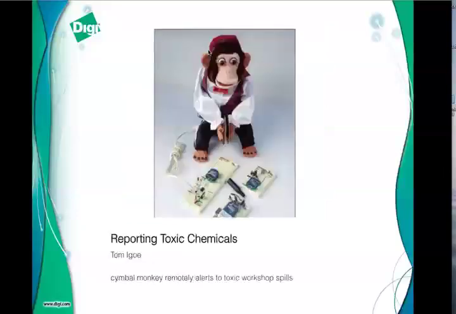Tom Igoe, in his seminal book, Making Things Talk, which also describes the XBee radios, focused mainly on the 802.15.4 Series 1 radios, shows how to make a cymbal monkey that warns of toxic workshop spills by remotely banging his cymbals together to alert you. And that's a project that I believe is also available in Make Magazine.